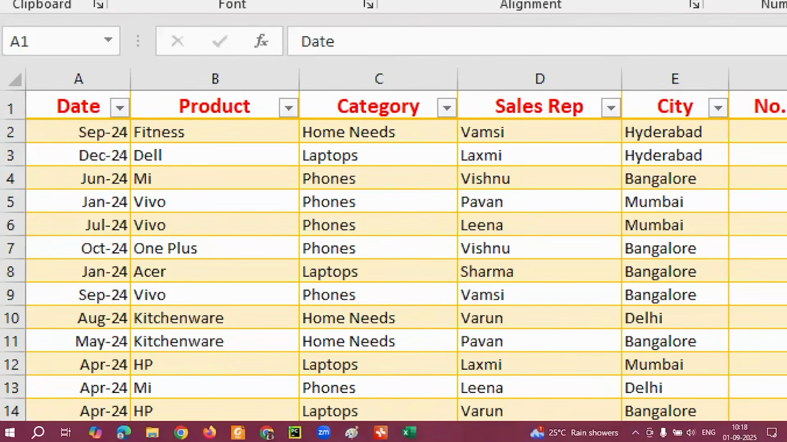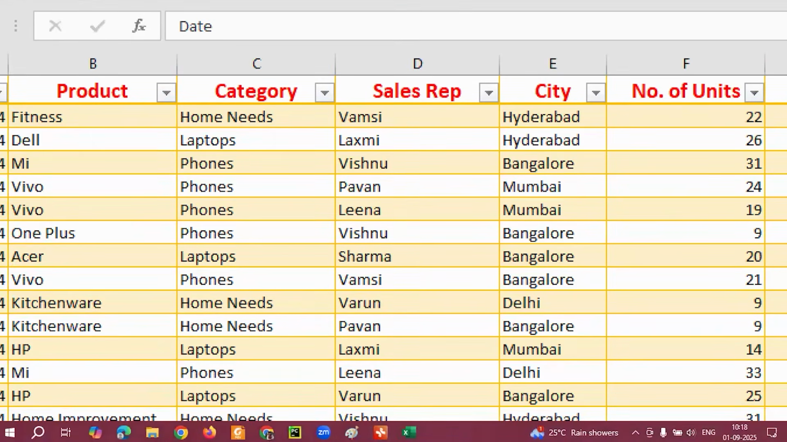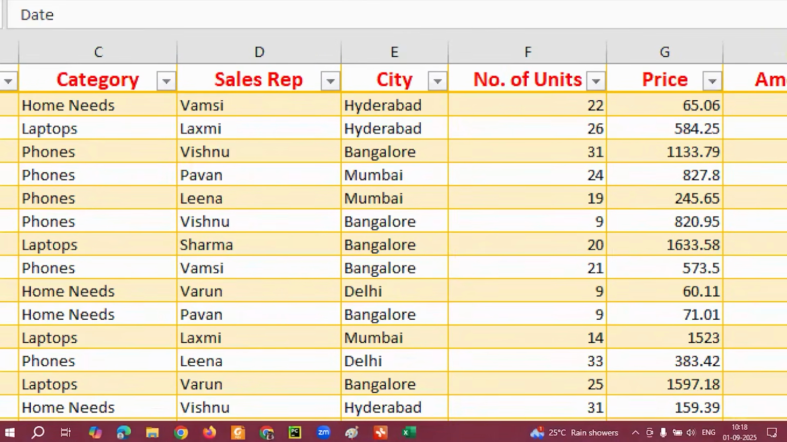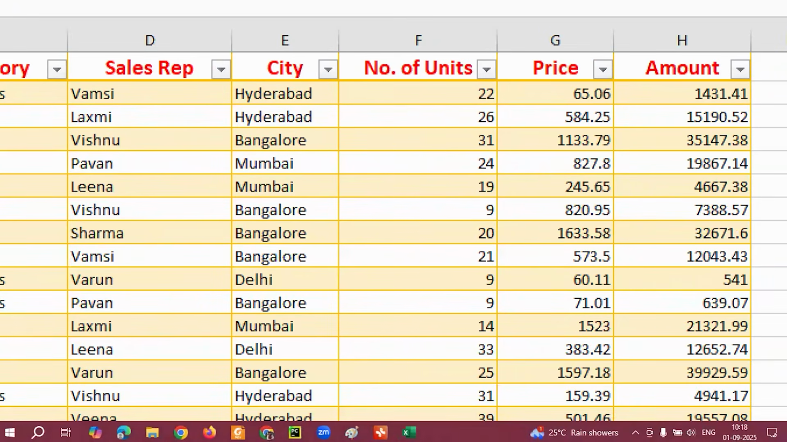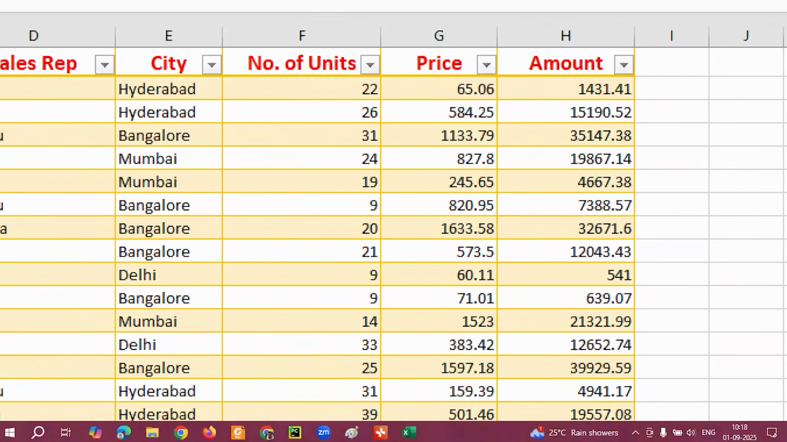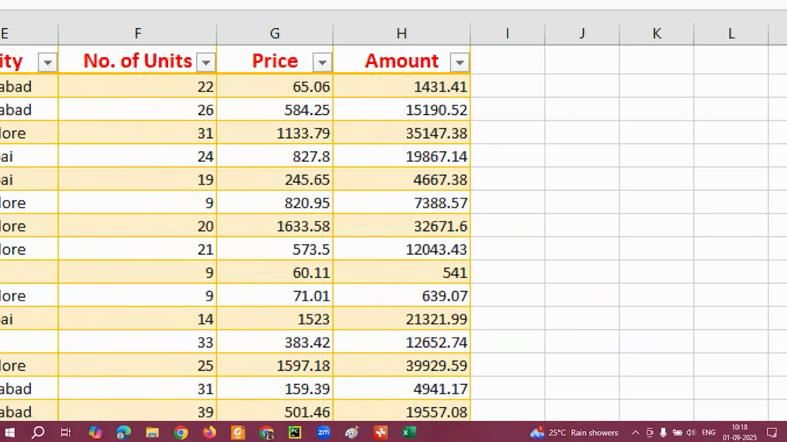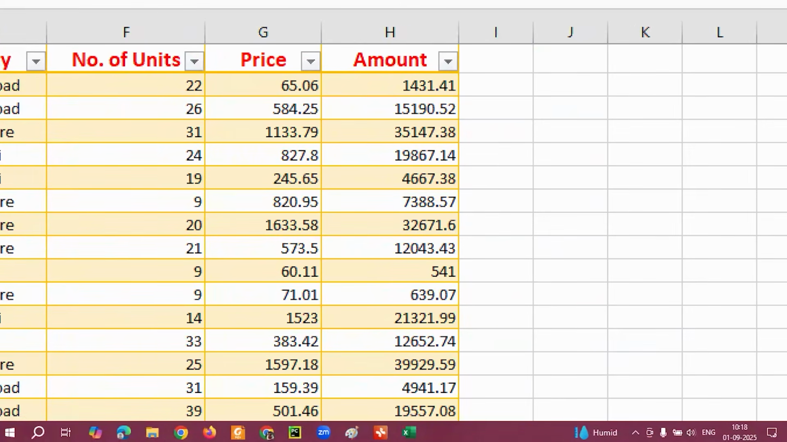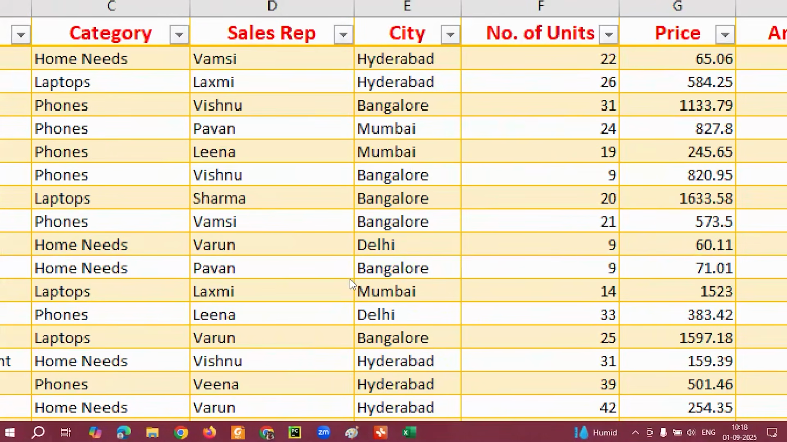On which date the transaction was done. Sir, what is the product? Sir, what is the category? Sir, the sales representative, and in which city it was done. How many units were sold? What is the price of one unit? What is the total amount? So this is the data available, guys. This is the data we have.